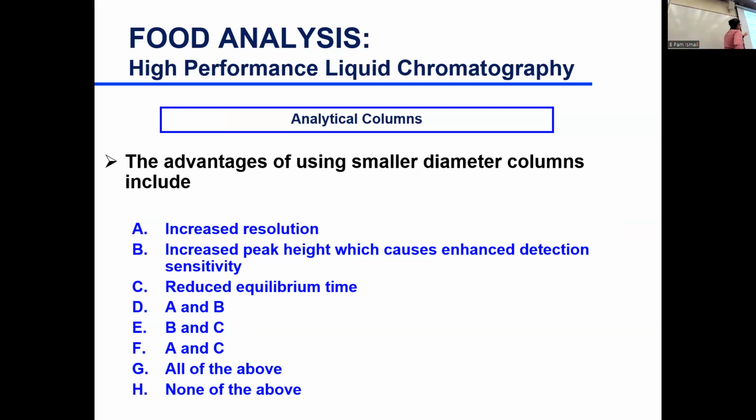Yes, so you have better separation. You have higher sensitivity because we're talking about higher heights. And then you have reduced equilibrium time, because you reach equilibrium fast since you have a little bit of stationary phase material. There's not enough material for the compound to just go in and enjoy its interaction with the column. The mobile phase is going and reaching equilibrium really fast. So good.